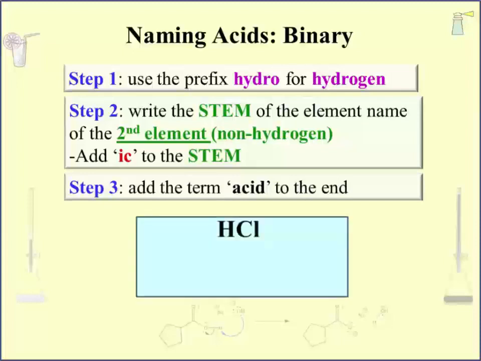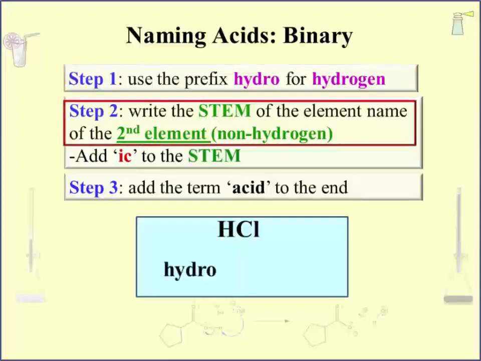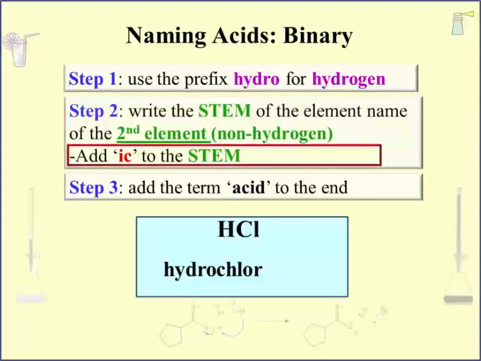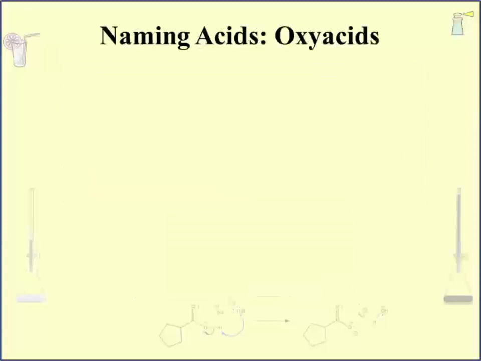For example, what is the name of HCl? Step 1 has us begin the name with the prefix for the hydrogen. The name begins with hydro. To that, add the stem of the element chlorine. The stem is generally found by taking the full name and dropping the last syllable. The stem for chlorine is chlor. To that, add ic. Cap it off with the word acid. HCl is hydrochloric acid.